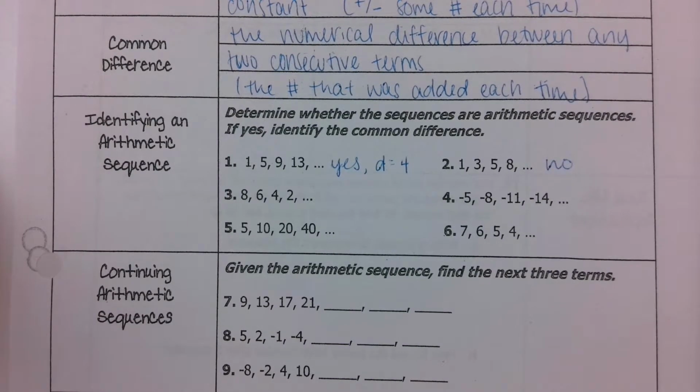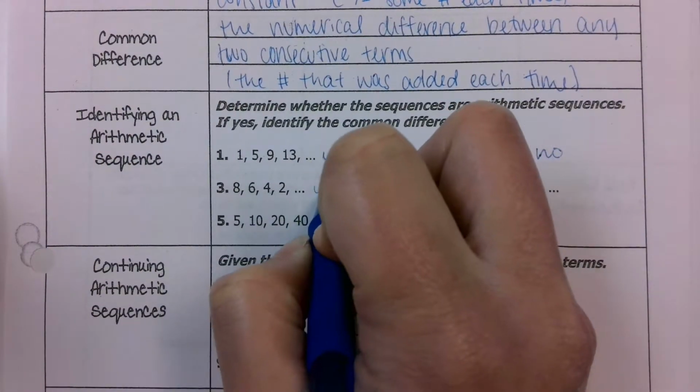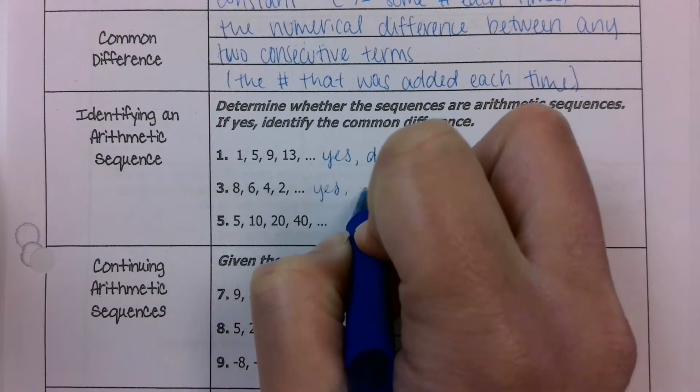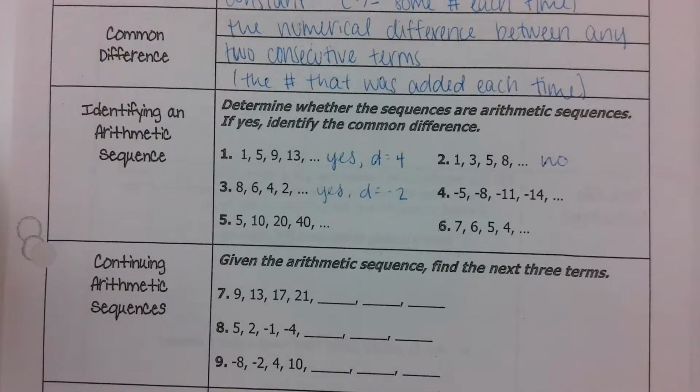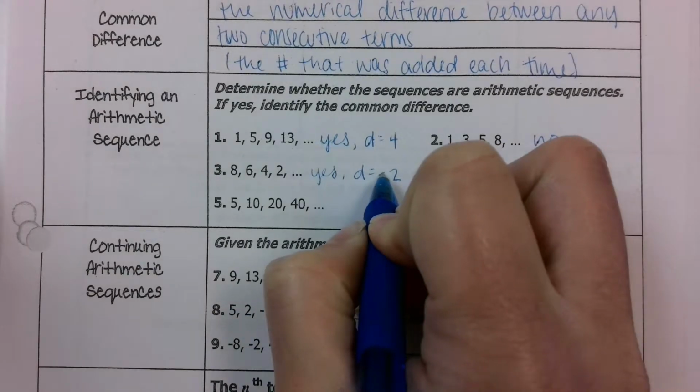What about number 3? 8, 6, 4, 2. Okay, so we'll say yes, it's arithmetic, and your D value is going to be -2 because they were subtracting. All right? Your common difference.